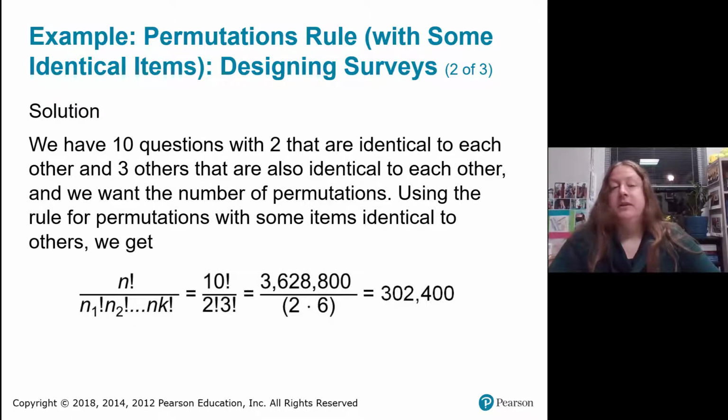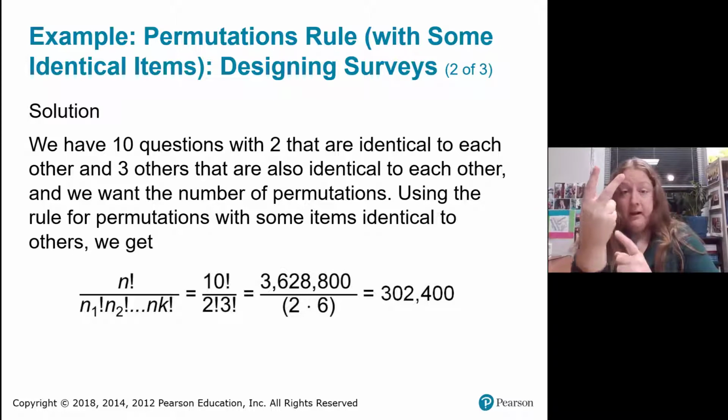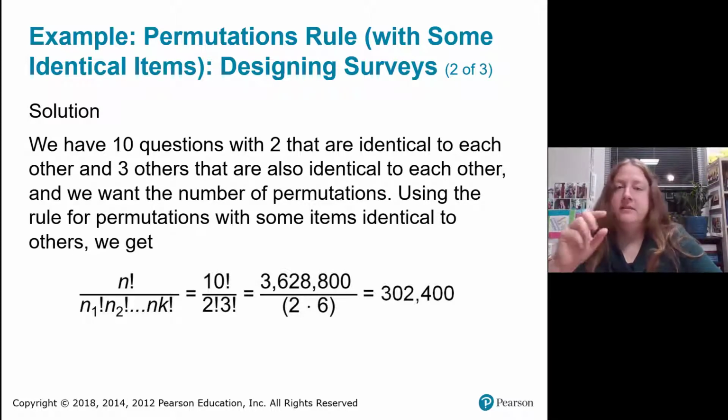So 10 factorial is our numerator. And if we could tell the difference between every question, we would be done with 10 factorial. However, 2 of them are identical, so I can't tell if I ask those questions this way around or this way around. So I divide out by those 2 different arrangements, which happens to be 2 factorial.